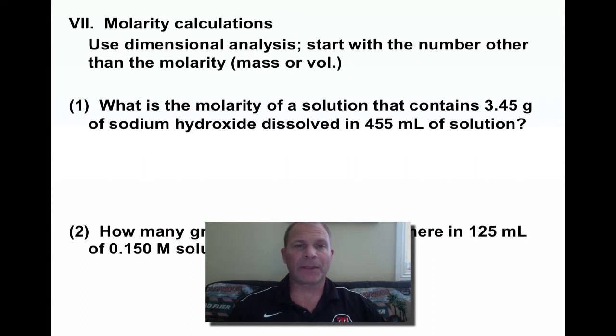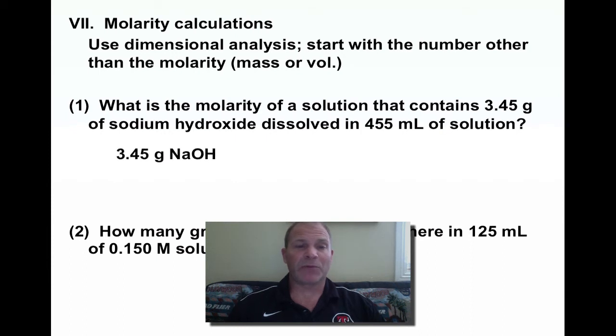So here we go. First of all, it says, what is the molarity of a solution that contains 3.45 grams of sodium hydroxide dissolved in 455 milliliters of solution? In this situation, we know we're going after molarity, which is moles per liter. It's an amount per a volume. So you have your amount, which is 3.45 grams, and your volume, which is 455 milliliters. Remember, your amount needs to be in moles, your volume needs to be in liters.